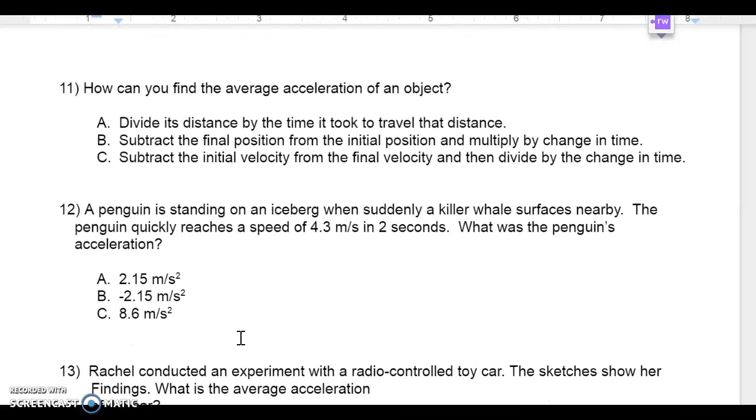Number 11. How do you find the average acceleration of an object? A. Divide its distance by the time it took to travel that distance. B. Subtract the final position from the initial position and multiply by change in time. C. Subtract the initial velocity from the final velocity and then divide by the change in time.